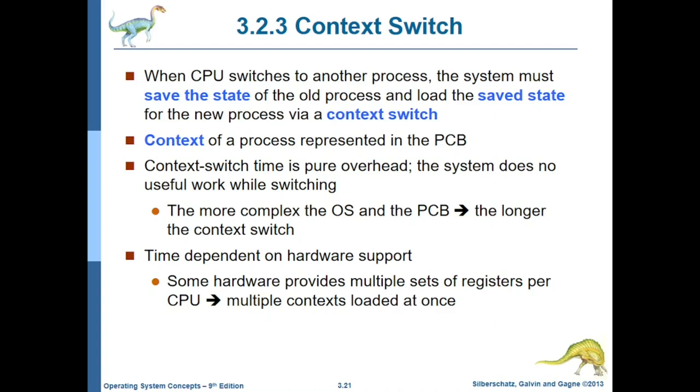The context switch time depends on several factors, such as the complexity of the operating system and the PCB, and the hardware that supports context switching. For example, some hardware provides multiple sets of registers per CPU, which allow multiple contexts to be loaded at once and reduce the number of memory accesses required for a context switch.